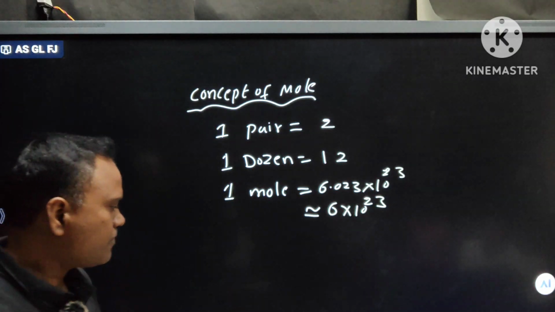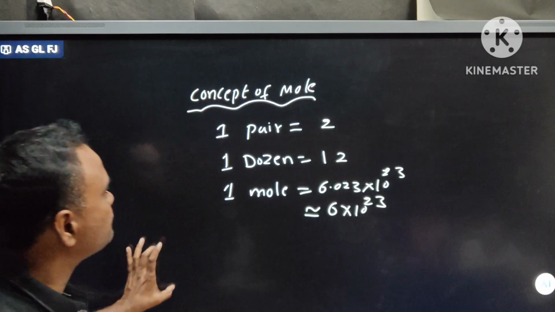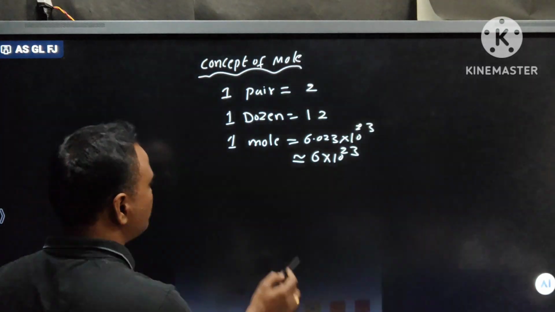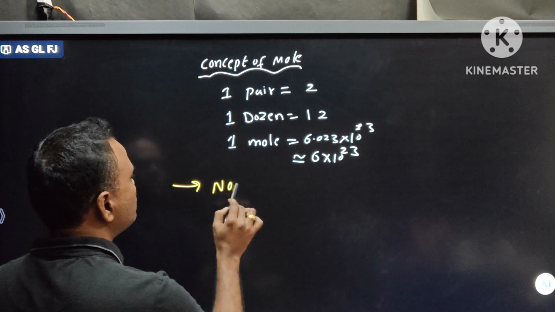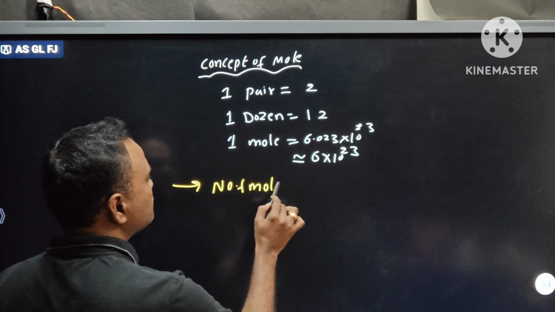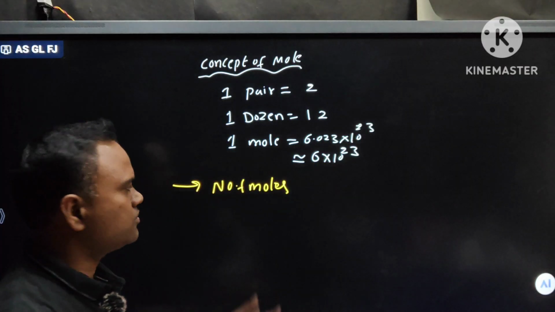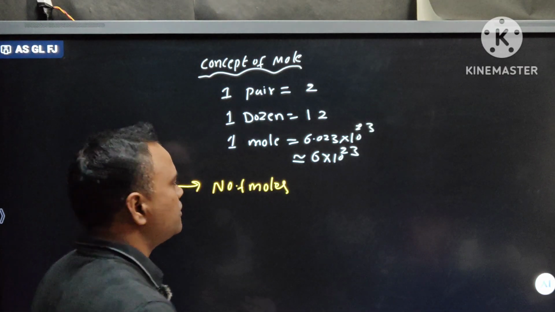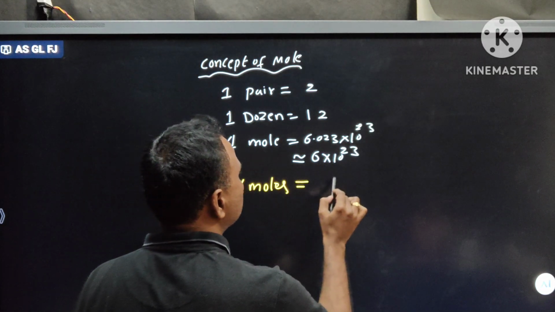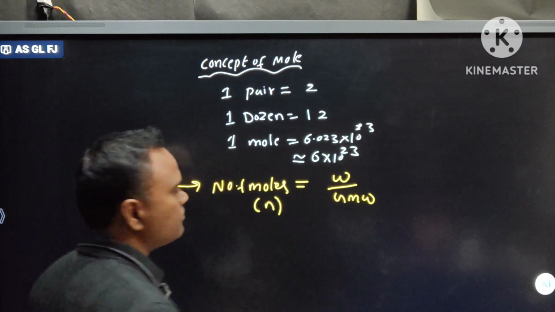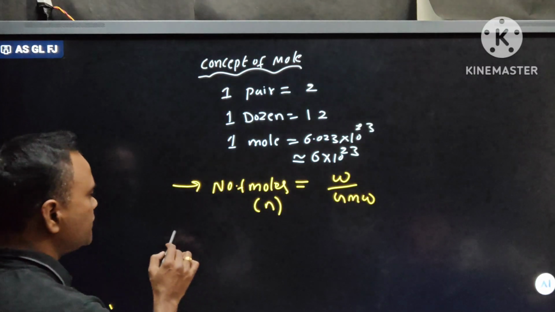Directly you can note down. Very important formulas. Several times questions came from these formulas in the NEET and JEE also. Number of moles is equal to weight by gram molecular weight. Number of moles, symbol is N. Number of moles, weight by gram molecular weight.